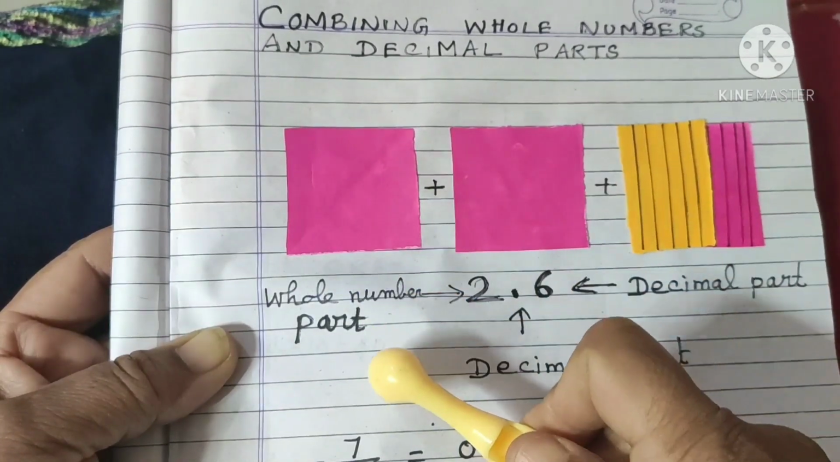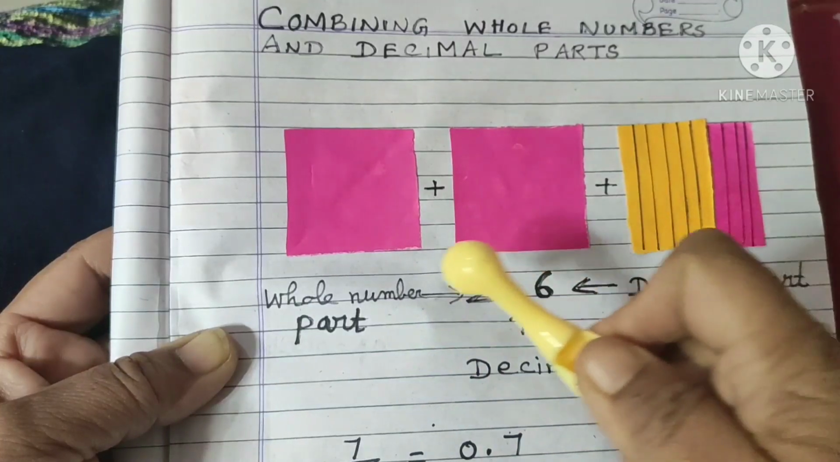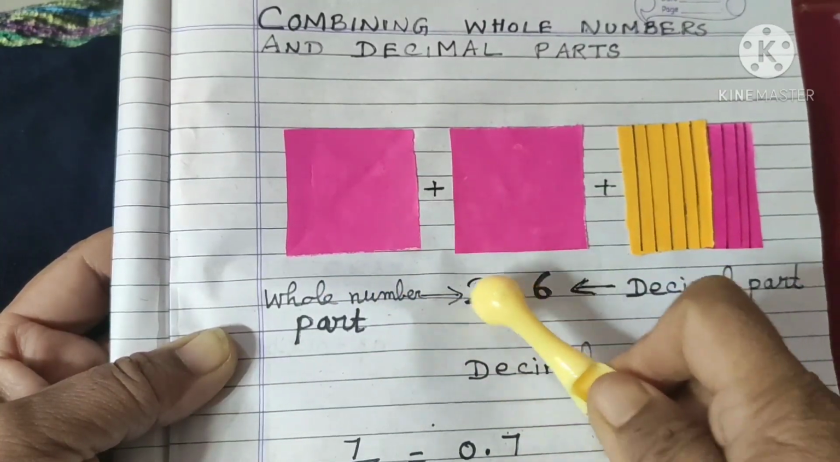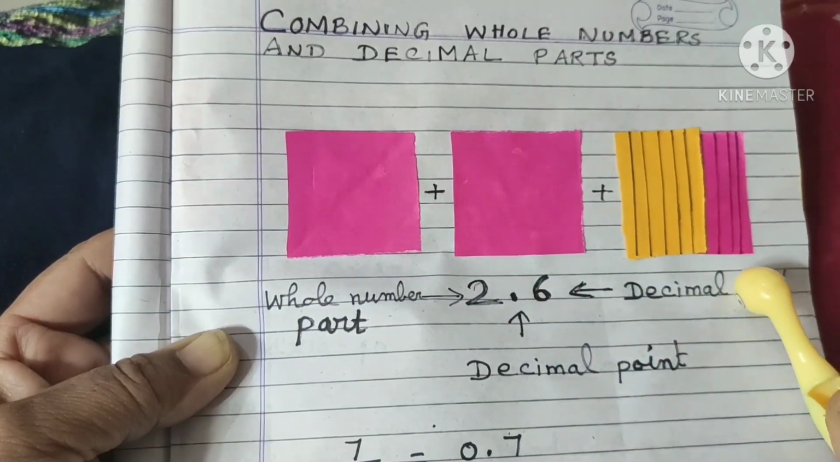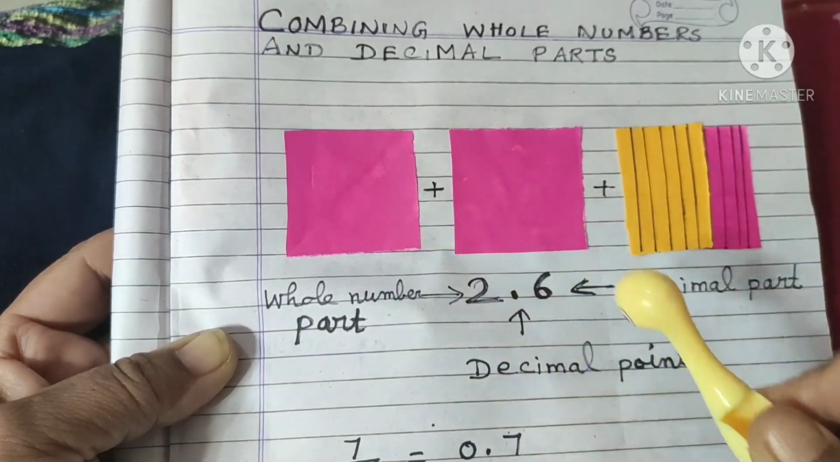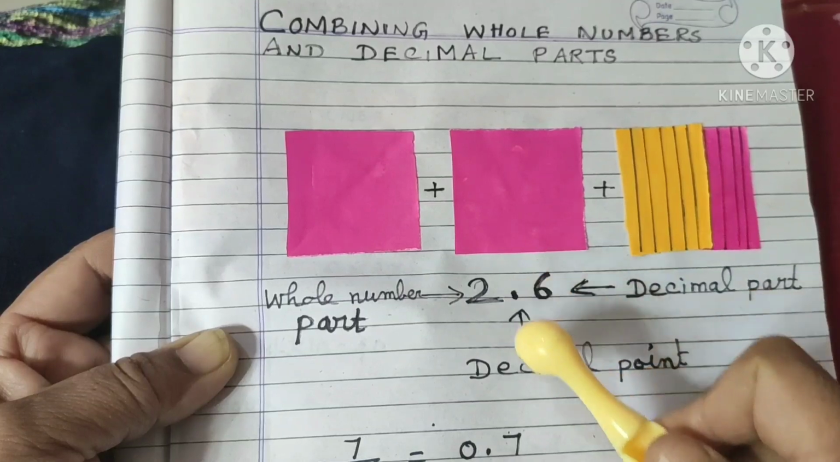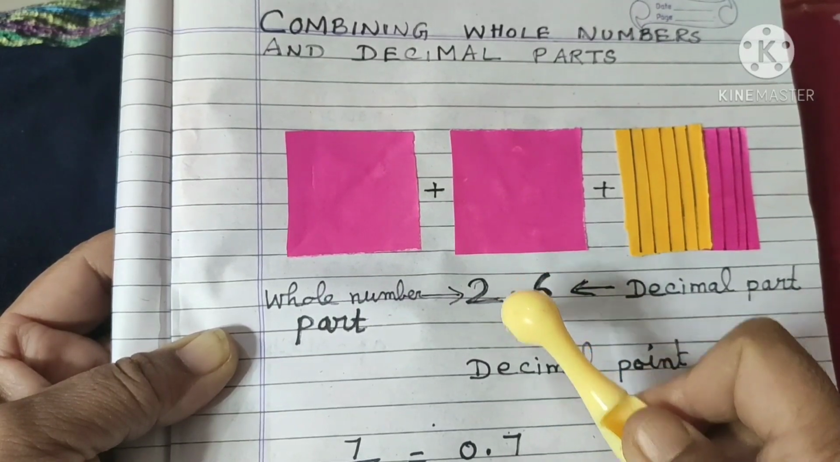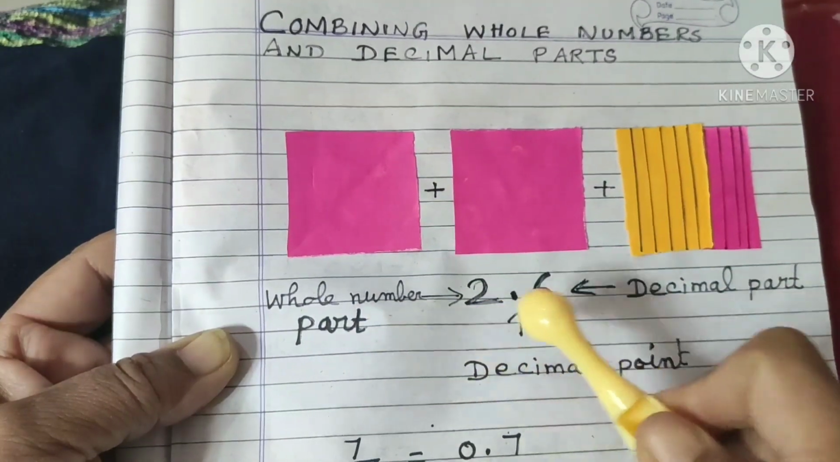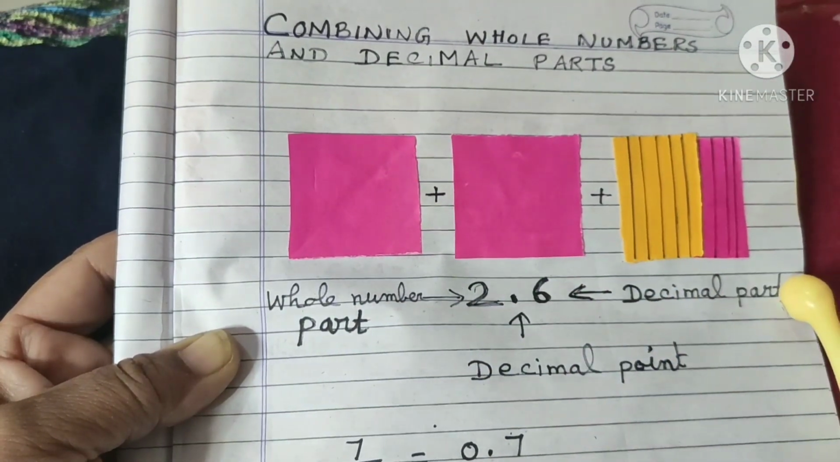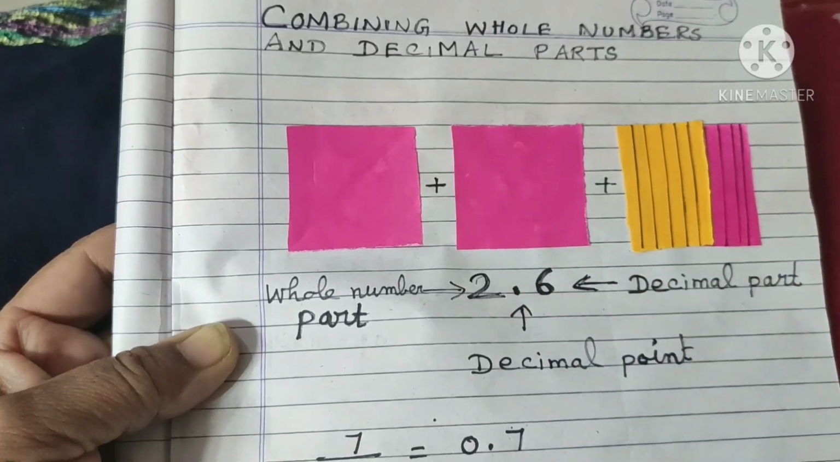This part is the whole part. These two are the whole part. This is the decimal part. 0.6 is the decimal part and 2 is the whole part. And this is the decimal point. The middle point is said to be the decimal point. 2 is the whole part, 6 is the decimal part, and the dot is the decimal point.